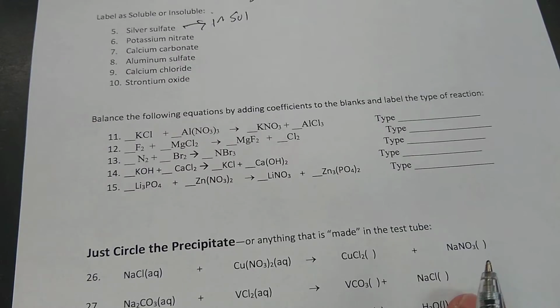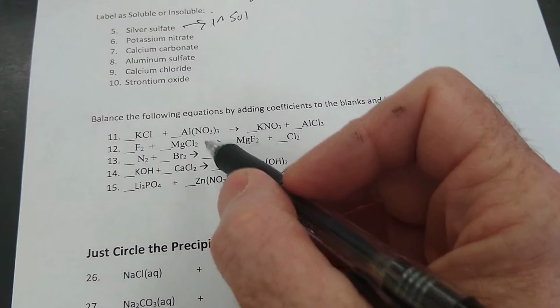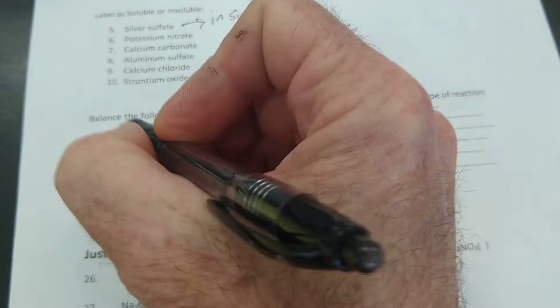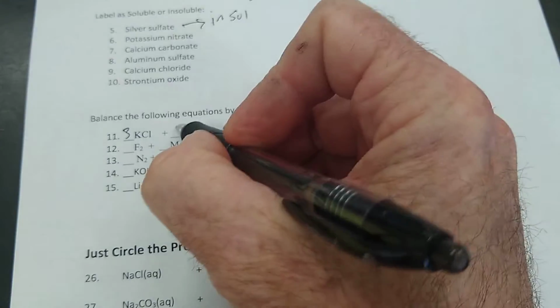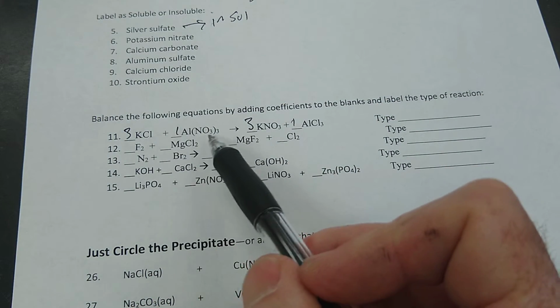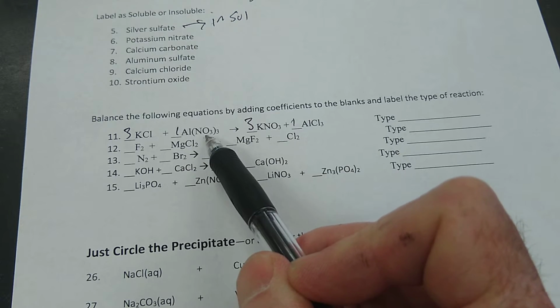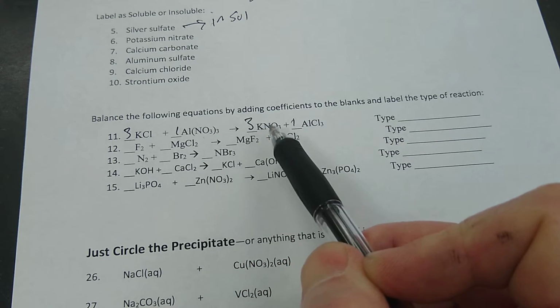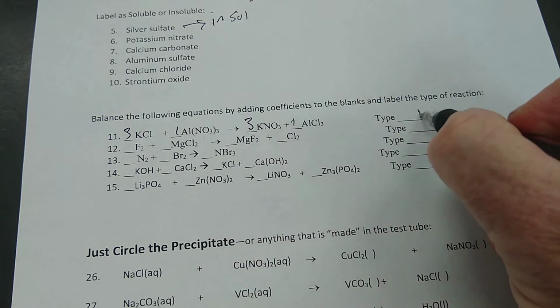All right, then we have a balance section. So balance and label the type. So we got 3, 3, 3, 1, right? And we can look back and see if they're right. See, I started out, I saw there were 3 nitrates there, so I put a 3 there for the nitrates. And this is a double replacement reaction.